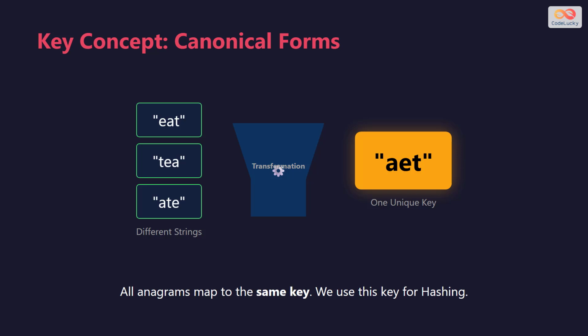The key insight to solving this efficiently is the concept of a canonical form. We need to find a way to represent every word in a group such that all anagrams map to the exact same unique identifier or key. If we can transform eat, tea, and ate into the same key, we can simply group them in a hash map.